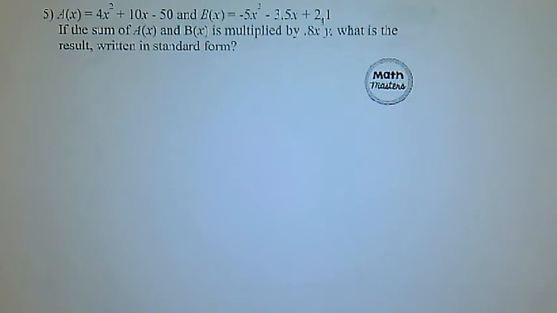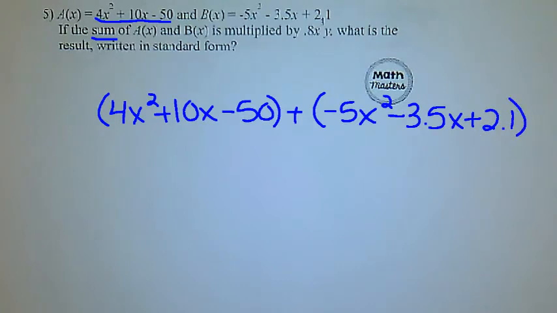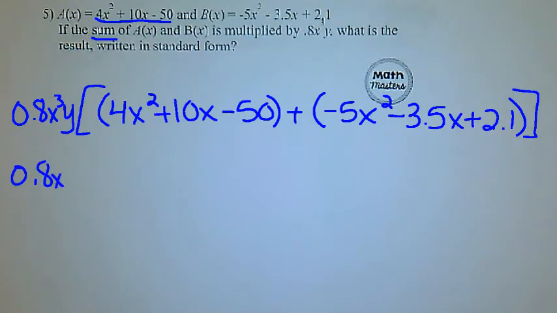Alright, next one. On a roll. Okay, so we have the sum of a of x, which is here, and b of x. So let's go ahead and do that. So 4x squared plus 10x minus 50 plus negative 5x squared minus 3.5x plus 2.1. I know, lots of decimals, but you guys have a calculator, so use it. Okay, and then that is all going to be multiplied by 0.8x cubed y. Alright, so now we are adding, so let's just throw this out front.